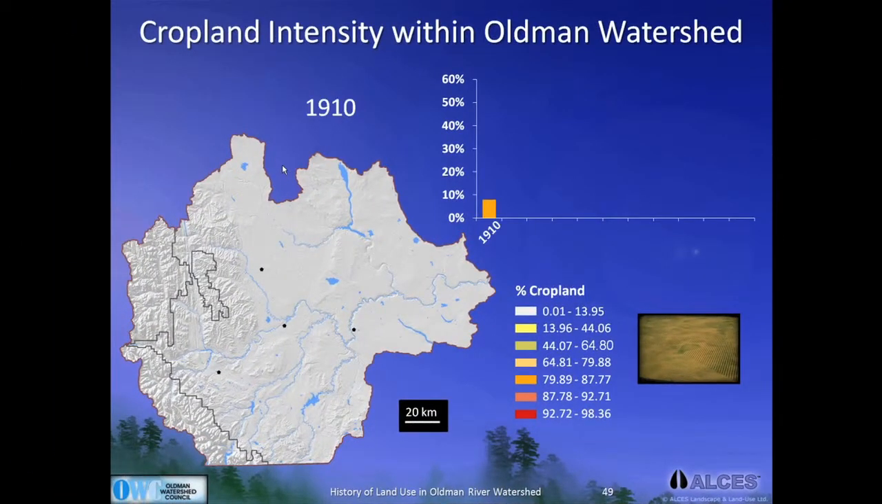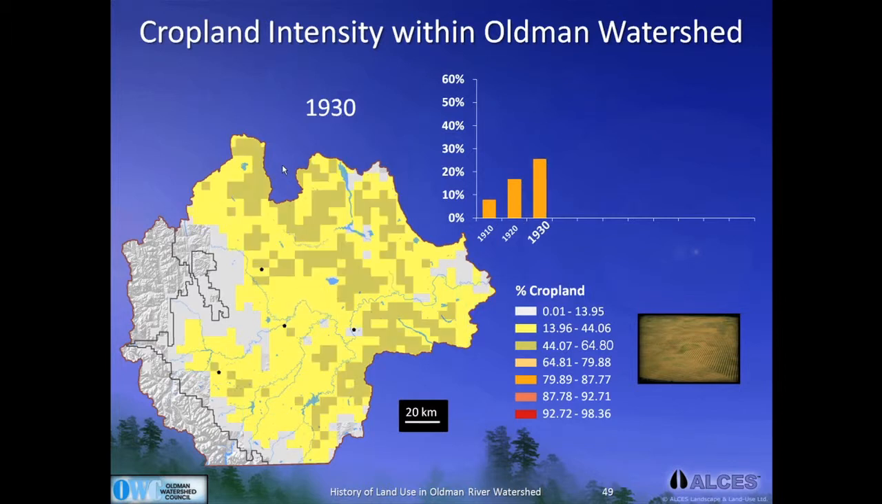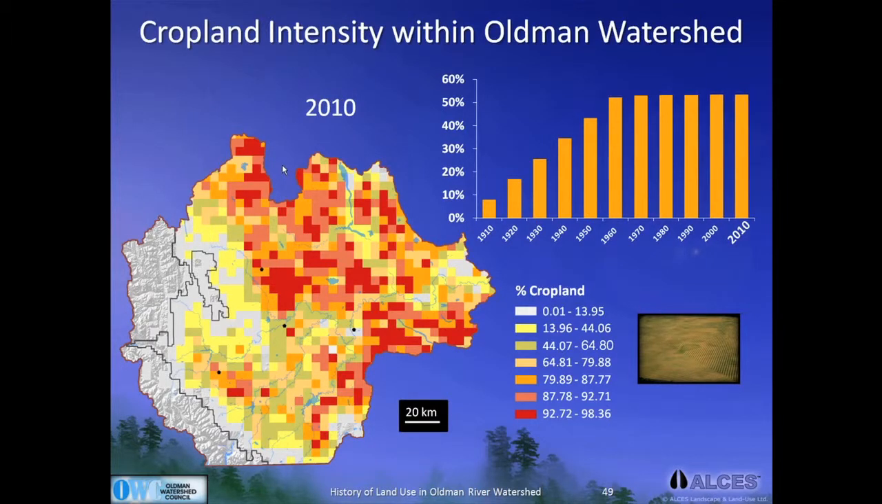Cropland intensity, starting in 1910, here's 1920, so there's some level of agriculture spread throughout much of the eastern two-thirds of the study area, and as time marches on, the colors get deeper and brighter, representing a greater fraction of those townships now being cultivated. And here we get to see the overall fraction of the total watershed that is being cultivated, and those areas that have the highest level of cultivation.